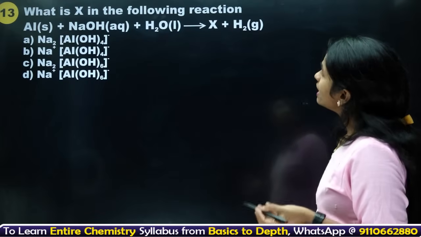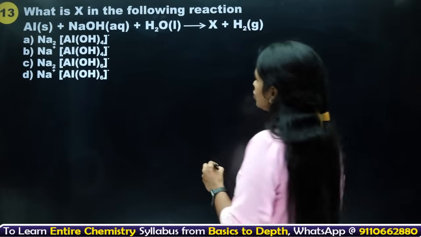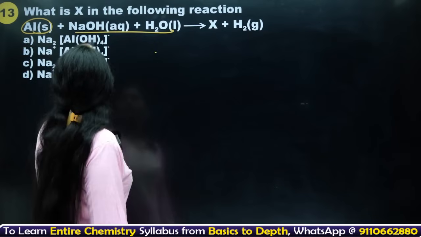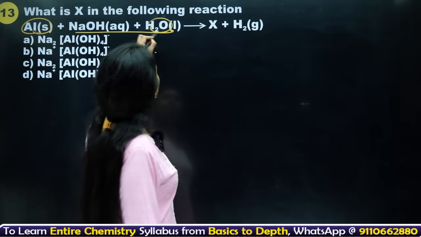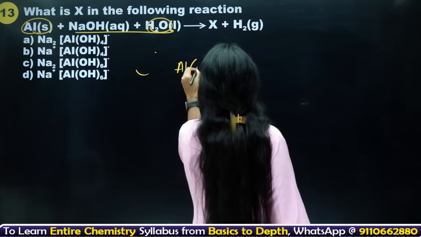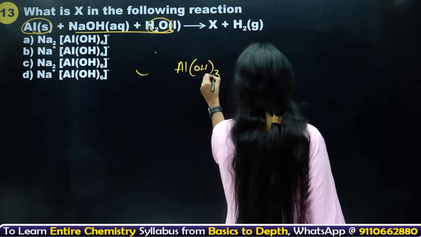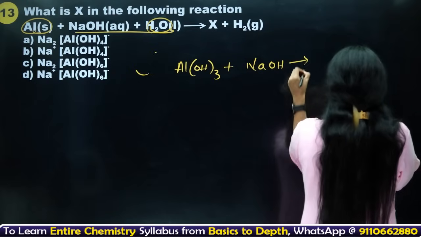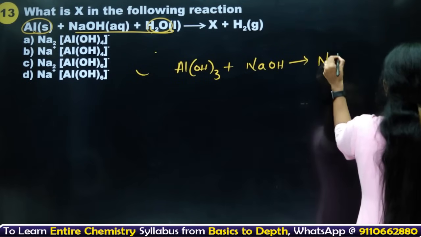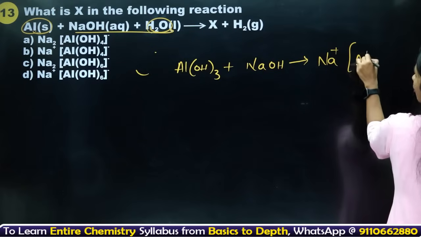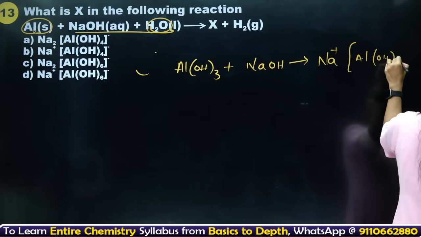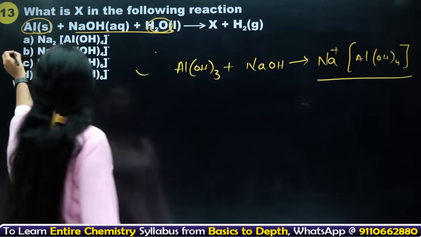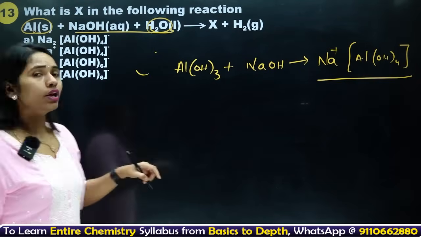Next. What is X in the following reaction? Just now we discussed that aluminium reacts with sodium hydroxide. First, aluminium reacts with water and forms Al(OH)3. A simple and easy reaction. Then it reacts with NaOH, and both react to form Na plus Al. How many hydroxide ions, students? 4 hydroxide ions. So which is the correct option? Option 2 is the correct one. Sodium, what is its name?